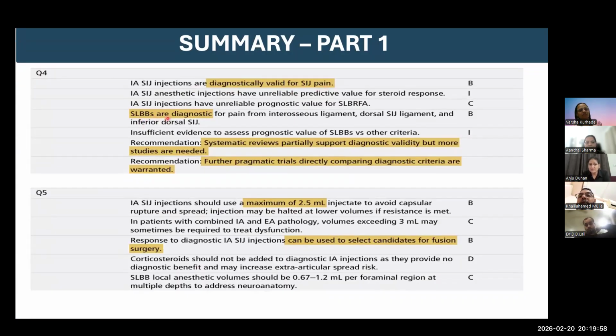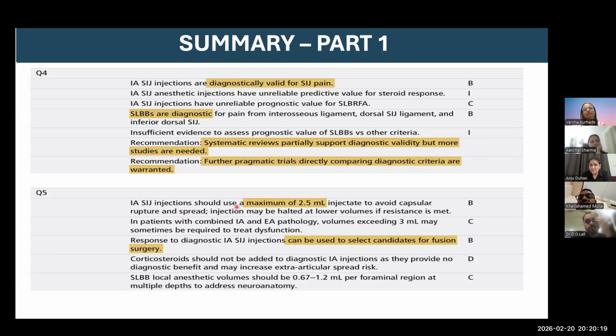Sacral lateral branch blocks are diagnostic for pain arising from the extra-articular sources. However, systematic reviews only partially support the diagnostic validity and more studies are needed. Further, pragmatic trials directly comparing the diagnostic criteria are warranted.